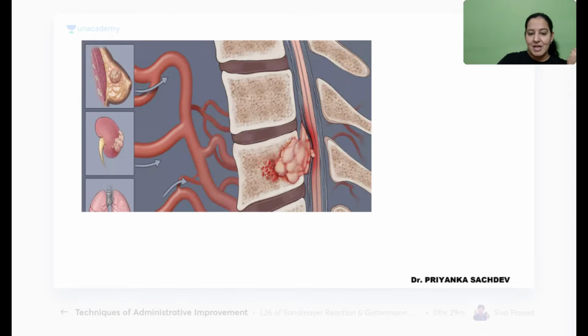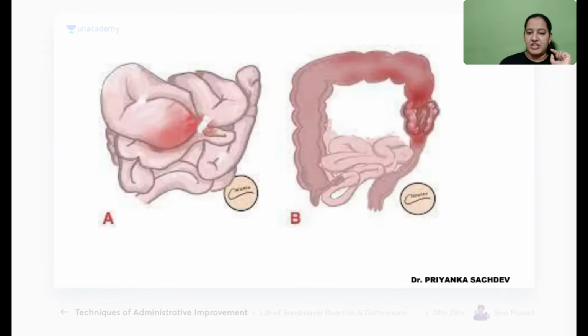So can you see the best example of compression? If there is a tumor in the bone, in the vertebral bone, can you see here? And it is compressing the spinal cord. See the shape of the spinal cord here at the place of the tumor. Can you see the spinal cord is compressed here? So that is the best example of compression. Patient will have severe back pain and other symptoms. Paralysis can also occur.